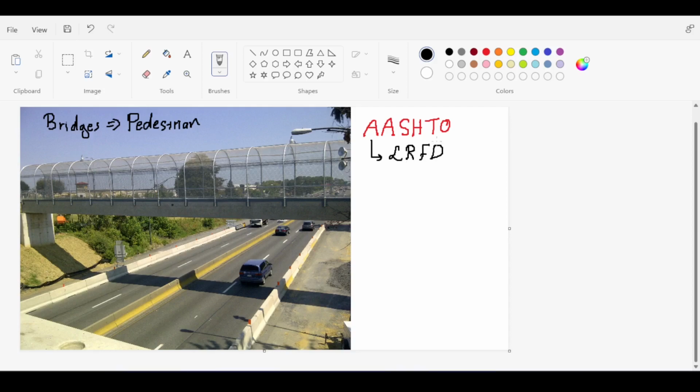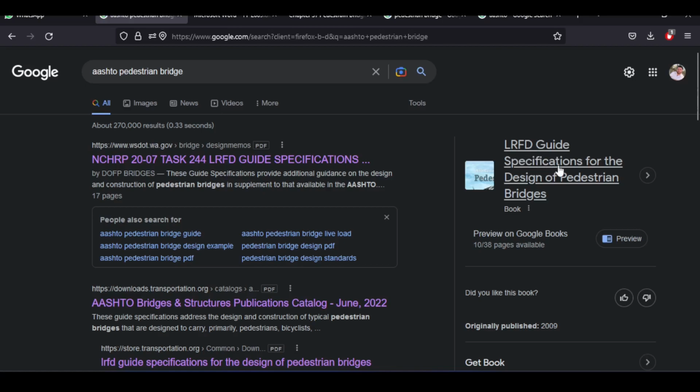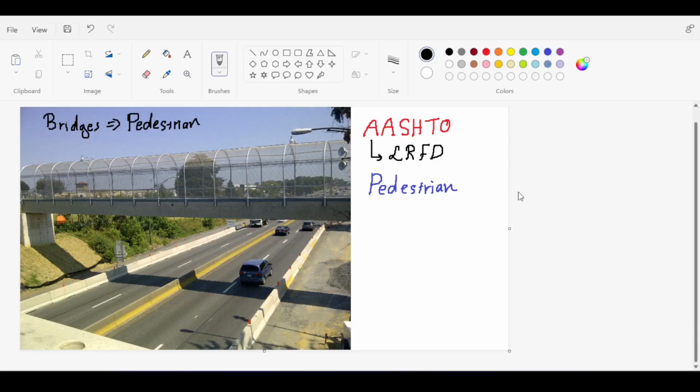If you open the AASHTO code, the LRFD, you will see that the code talks about pedestrian bridges. However, it doesn't really tackle the pertinent questions when it comes to pedestrian bridges, like what is the load and what are those things that you should take into account. Now, that's true, it doesn't tackle them, but it gives you a reference. And this reference is called the LRFD Guide Specification for Design of Pedestrian Bridges.